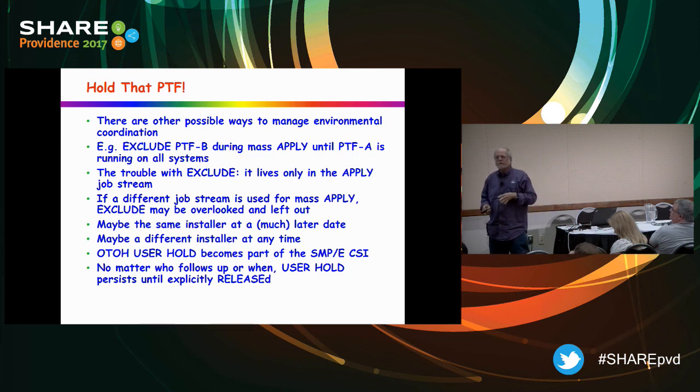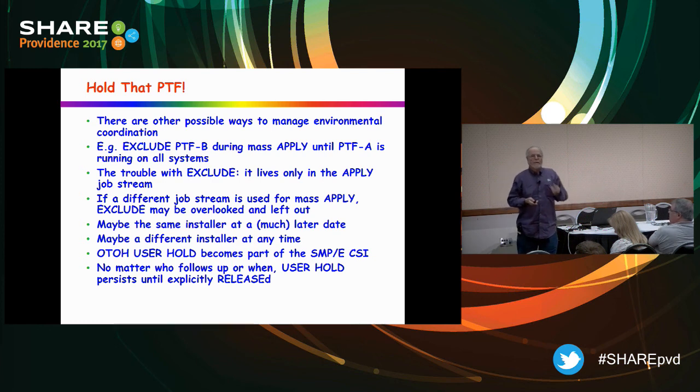Now, there are other possible ways, just to mention, to do it that I've come across. People say, well, I'll just exclude it, which would work. The trouble with exclude is that it only lives in the actual SMP job that you submit. It has to be there, that word exclude. If you, at a later date, or somebody else at any time, runs another mass apply without that keyword exclude, then PTF-B is going to go on. The nice thing about the user hold is that it goes into the SMP database. It stays there indefinitely so that you won't forget, and neither will anybody else, until you are ready to actually take it off.